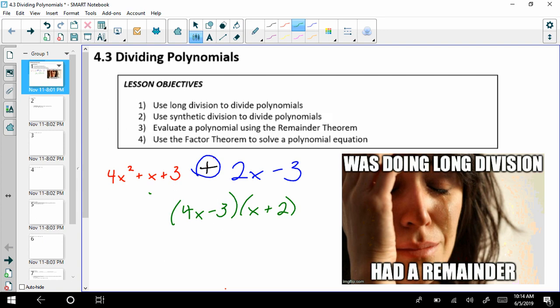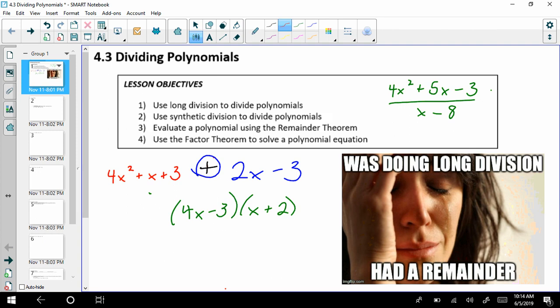So like today's lesson, we'll focus on if I had something like 4x squared plus 5x minus 3 divided by x minus 8. And I wanted to know, what does that actually come out to? Because again, sometimes it's easier to work with one polynomial than two separate ones. So when we can simplify, we always try to.